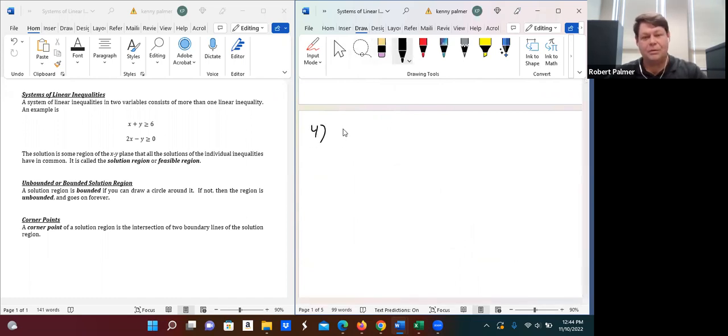Okay, this time, let's do this. So 2x plus 3y is greater than or equal to 24. And then x plus 3y is less than or equal to 15. And then finally, y is greater than or equal to 4. Not 0 this time, but y is greater than or equal to 4. Okay, let's graph these.